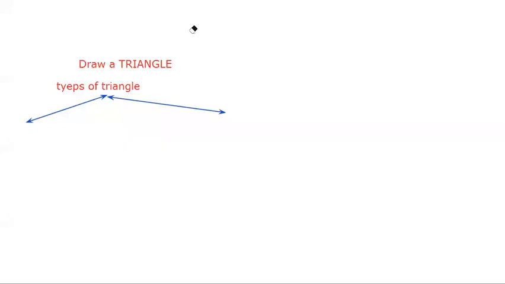Angle and length, right? Very good. So we will classify the triangle according to the length of each side and the measure of each angle. Okay, so we said the types of triangle.